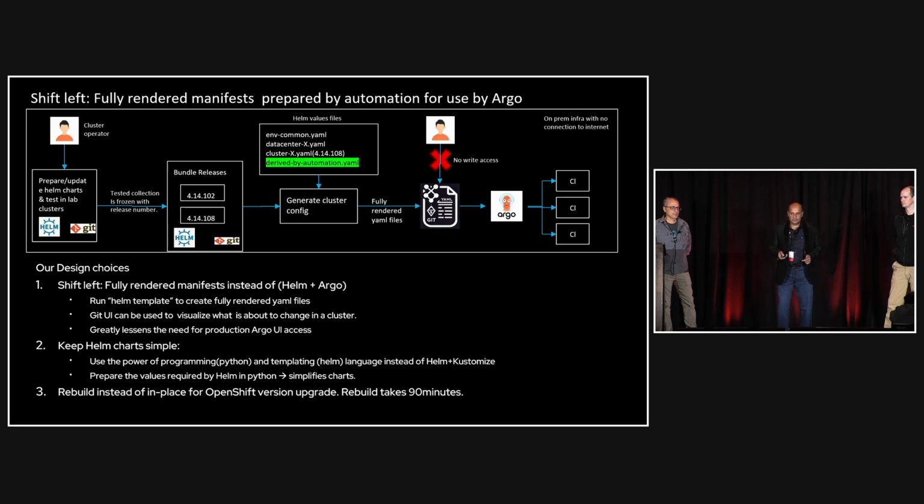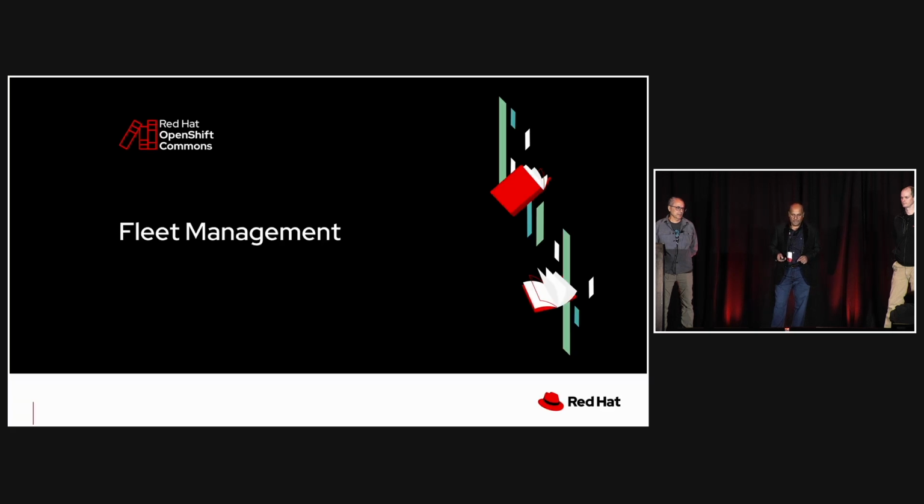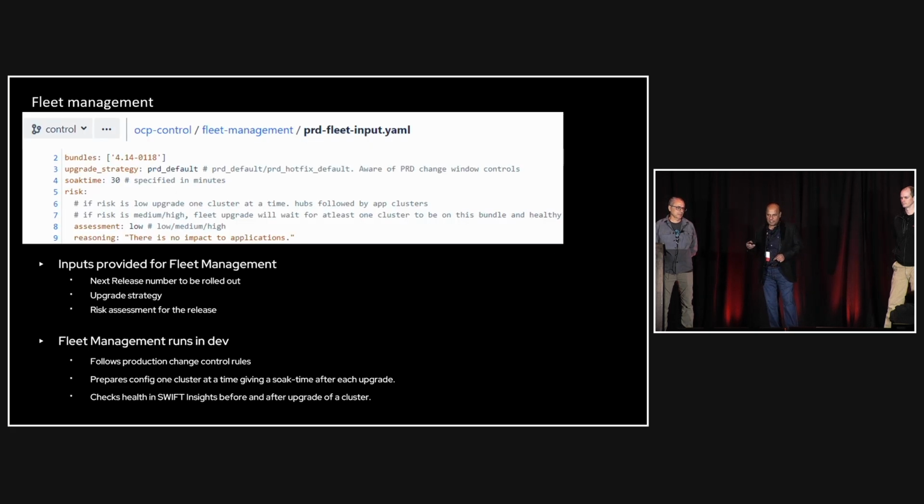One last thing to note is we deliberately choose to rebuild. Whenever we need to upgrade an OpenShift version, we just rebuild the cluster. We don't do in-place OpenShift upgrades, because a rebuild takes just 90 minutes. If Argo is the only entity making changes to the cluster, that means if we have to upgrade one cluster or 10 clusters, it's the same effort, right? Because our work stops as soon as we push the new updates to the Git repository. Argo does the rest of deploying.